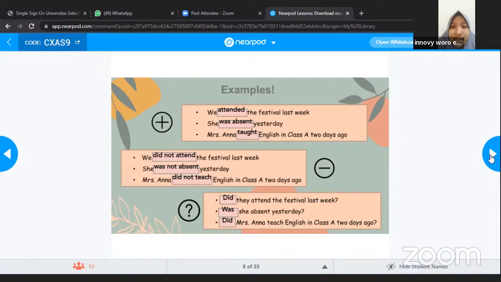For the question sentence, we have examples. Did they attend the festival last week? And then, was she absent yesterday? And the last one is, did Mrs. Anna teach English in class A 2 days ago?